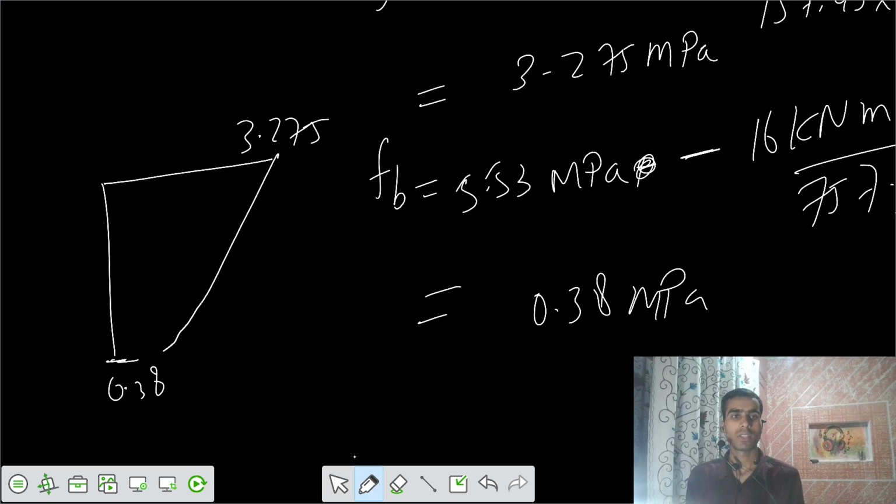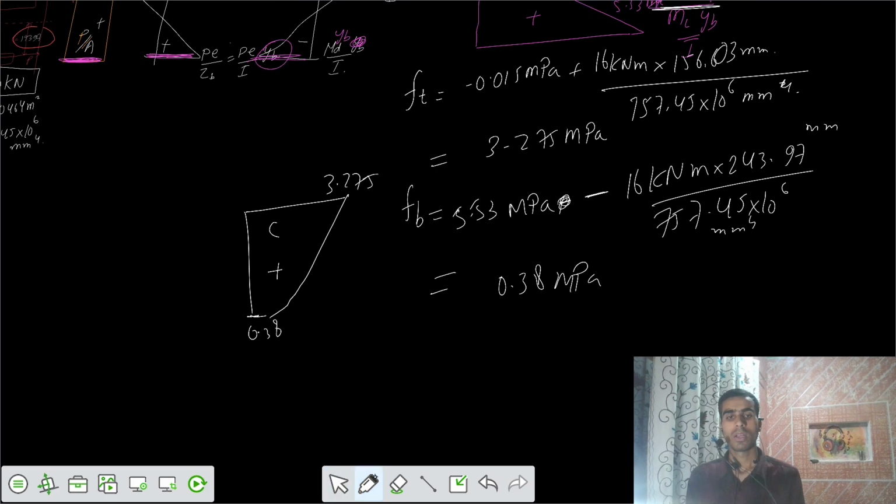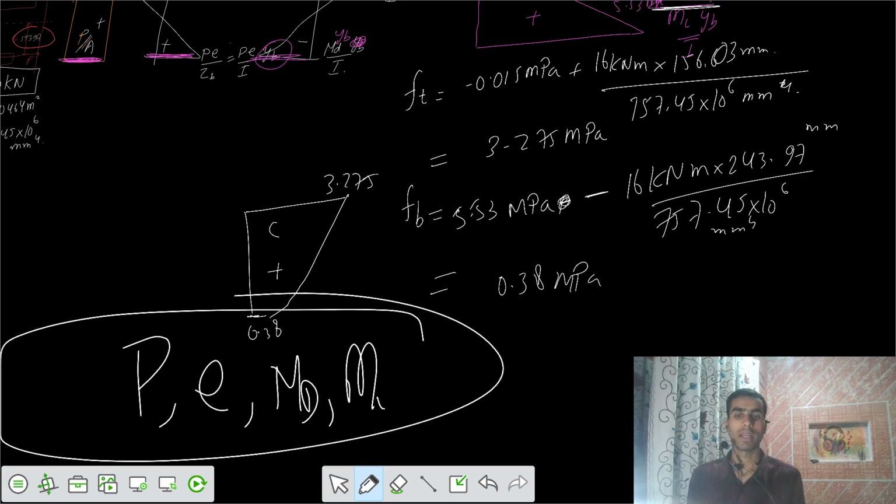So this is our stress variation, the stress variation for the mid-span section subjected to load of P, its eccentricity, M dead and M live. This was the end of this problem.